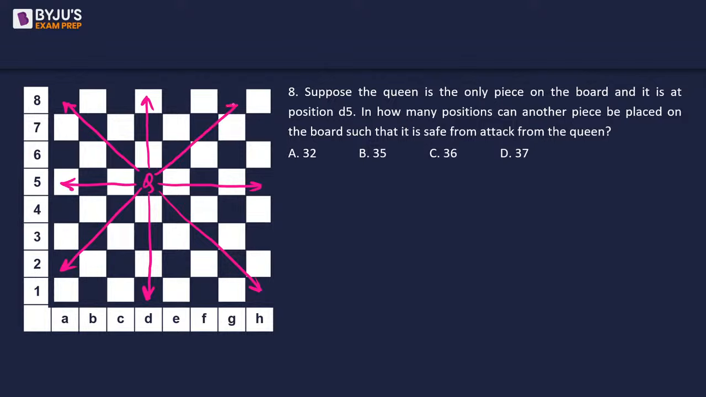Or you have a total of 64 places. Subtract the places where we have put the lines across, the squares where we have put the lines across. So one position is the queen's position.